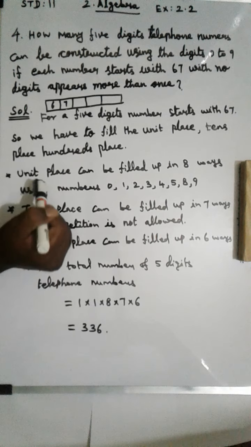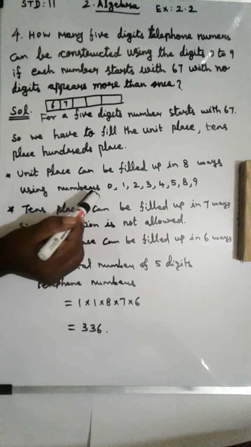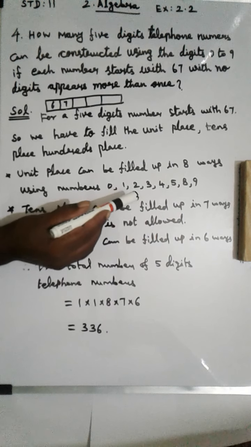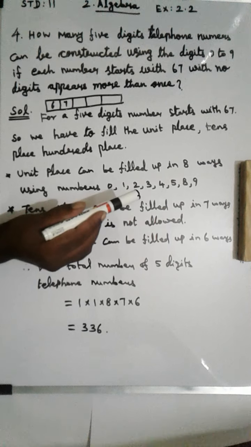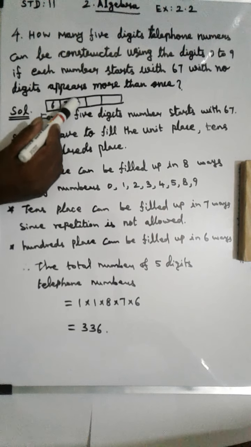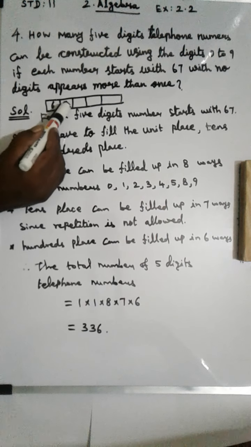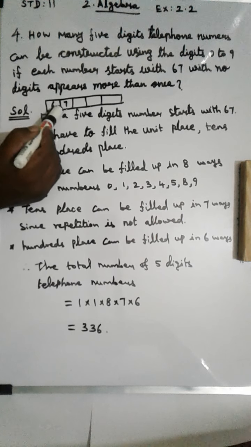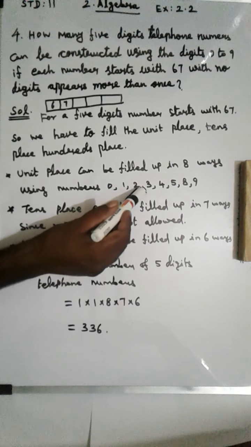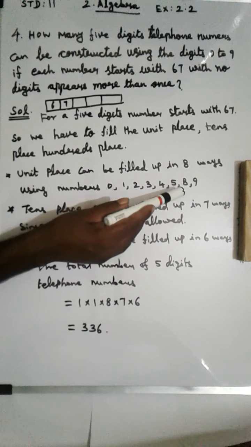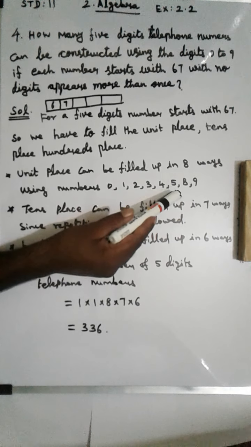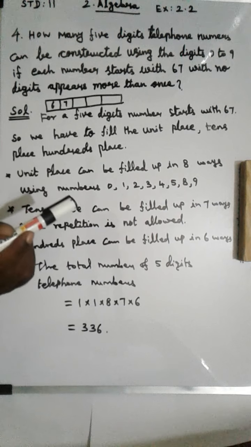The unit place can be filled in 8 ways using the numbers 0 to 9: 0, 1, 2, 3, 4, 5, 8, 9. Why? Because 6 and 7 are already the first two digits. Except 6 and 7, how many numbers are there? 0, 1, 2, 3, 4, 5, 8, 9. So the total is 8, so 8 ways are possible.